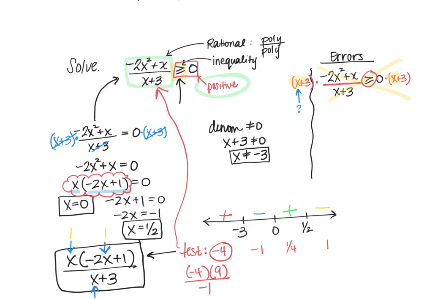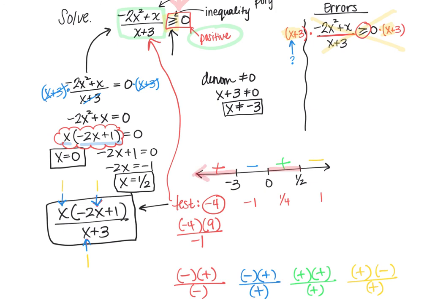And then going back to the very original inequality, which said we wanted to have values greater than or equal to 0, tells us we're going to choose the positive outputs, the intervals that give us positive numbers. So that's going to be all the numbers smaller than negative 3 and the numbers between 0 and 1/2. So therefore, we're looking at the x interval from negative infinity to negative 3.